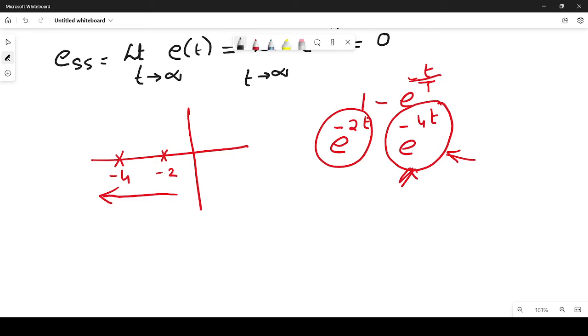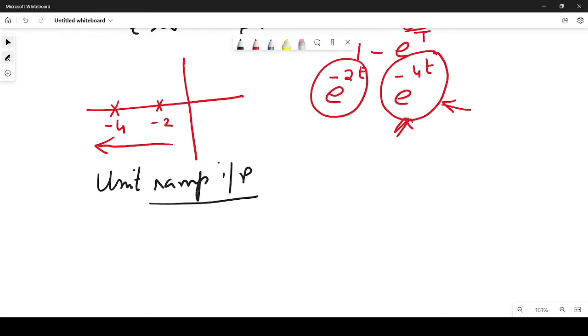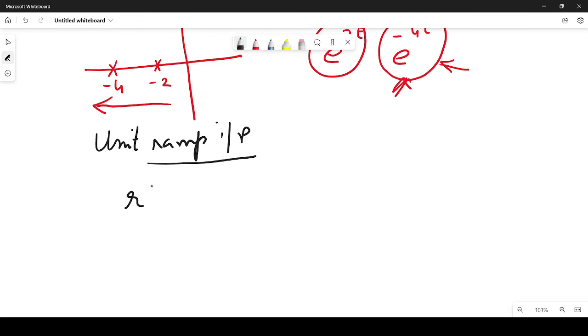Now let us consider the input. Let us consider the unit ramp input for this one. For the unit ramp input, we know that r of t is equal to t. So r of t equal to t is the unit ramp signal. When we take the Laplace transform of this, we get R of s is equal to 1 by s square.